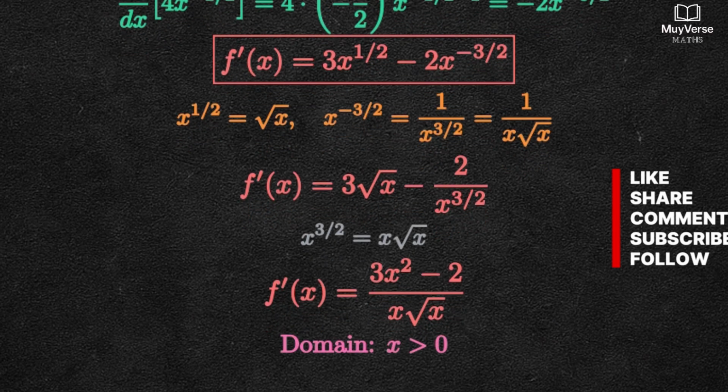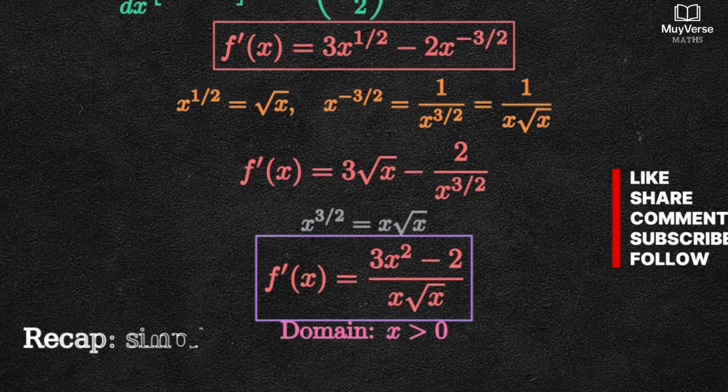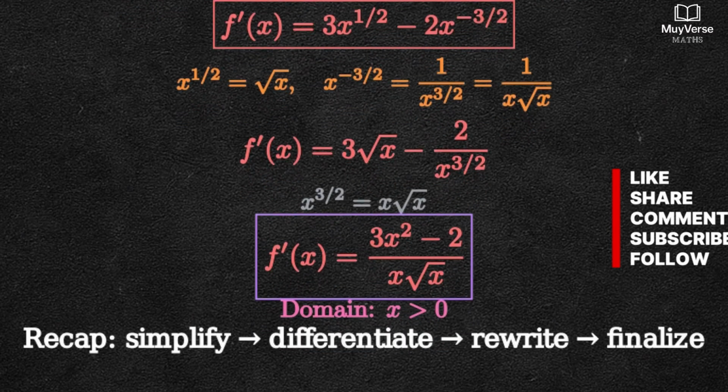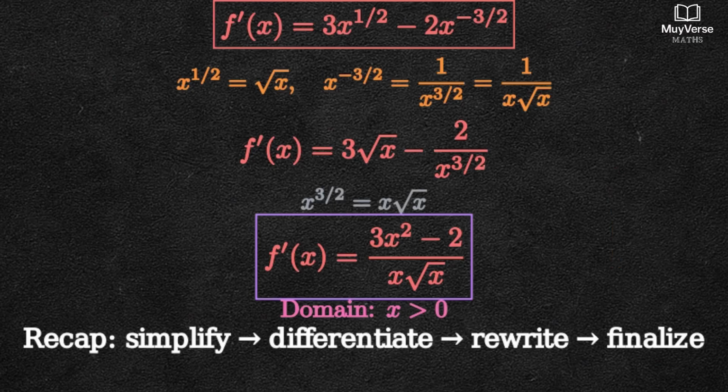Recap. We split the quotient, used exponent rules to simplify, applied the power rule and constant rule, rewrote using radicals, and expressed the derivative as a single fraction. Our final result is f prime of x equals the fraction 3x squared minus 2 over x times square root of x, with x greater than 0.